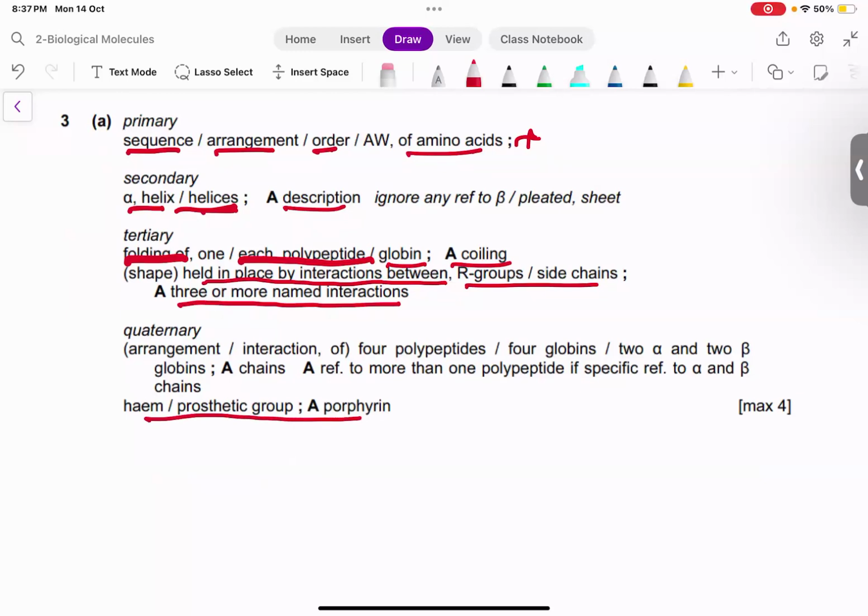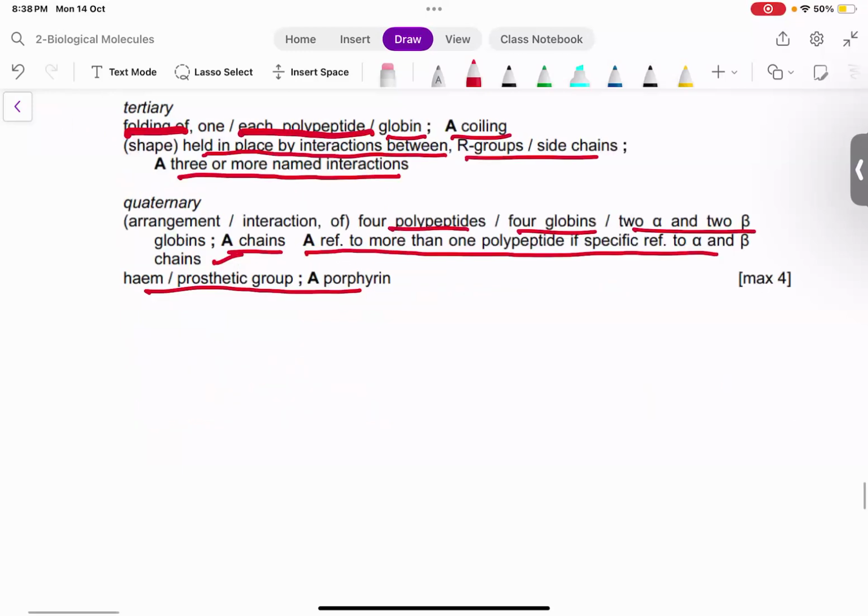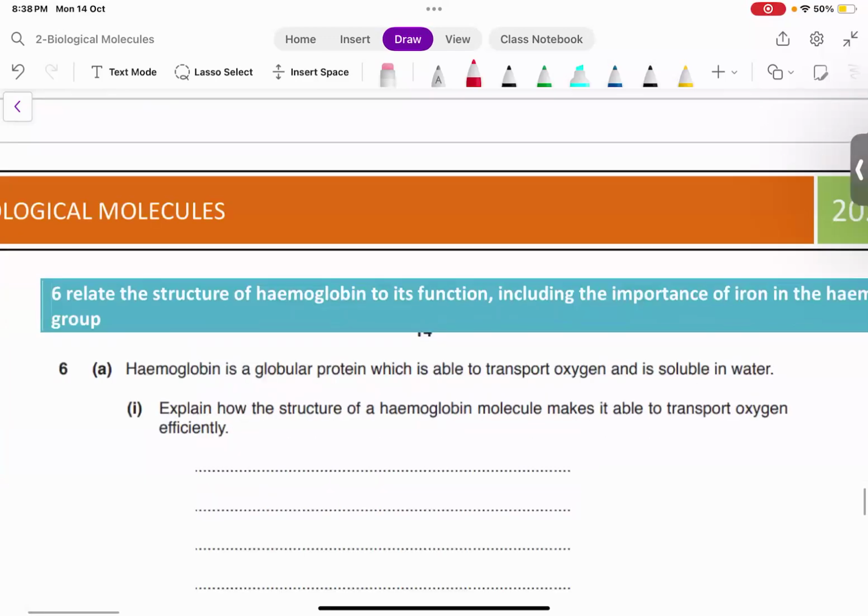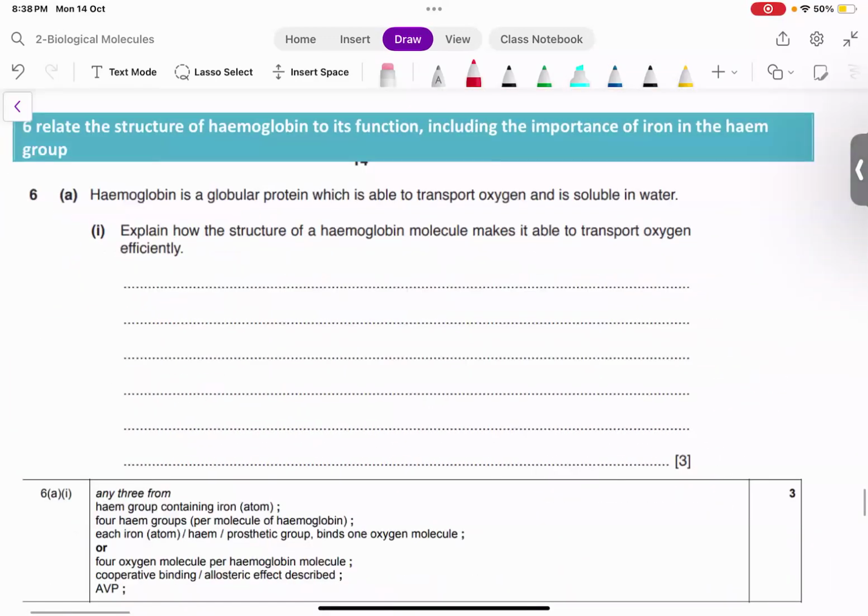Quaternary structure, there are 4 polypeptides, 4 globin, 2 alpha and 2 beta globin, except chains instead of polypeptides or globin, and accept reference to more than one polypeptide if specific, to alpha and beta chains or alpha and beta globin. Okay, so these are the same points that we use to describe the different levels of protein structure.